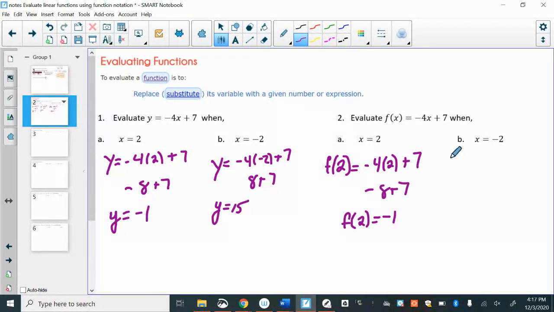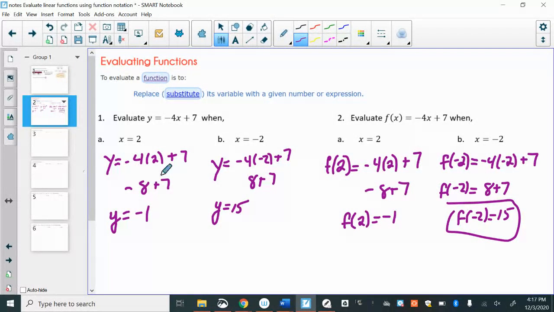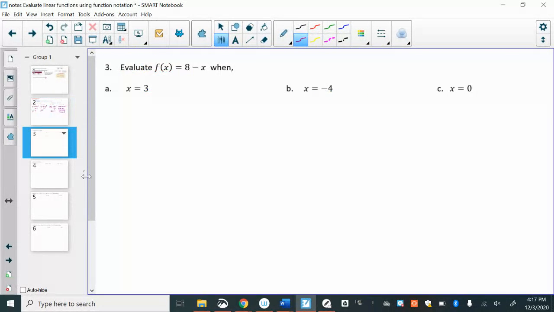Using our function notation over here, f of negative 2. So function f I'm evaluating when x is equal to negative 2. So anywhere we see an x, we replace it with negative 2, following the rule that's given. So we find f of negative 2 to be 8 plus 7. So f of negative 2 is equal to 15. So it's exactly the same thing. It's just a different notation. Most higher math is done in function notation, so it's definitely something we want to get used to.